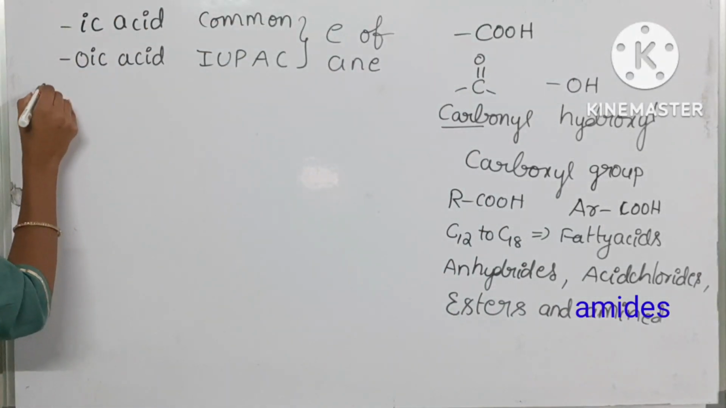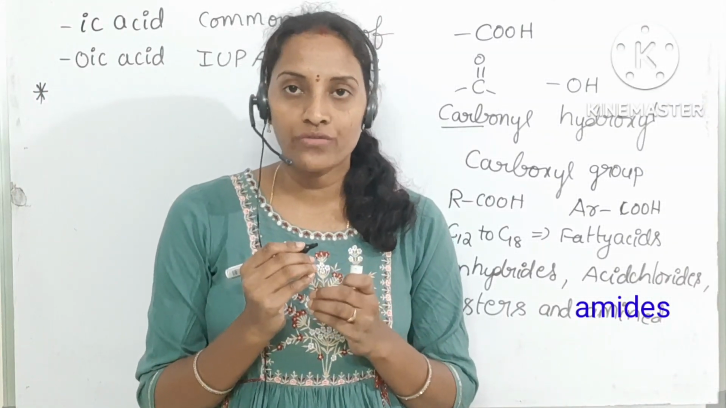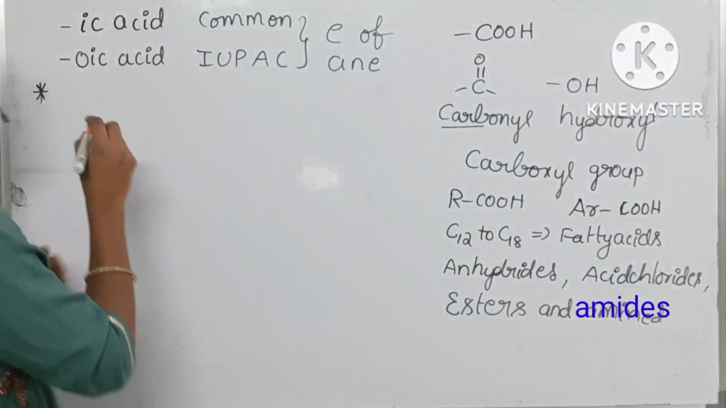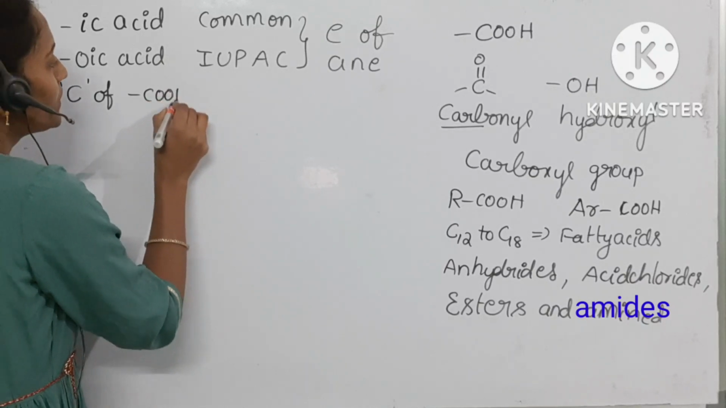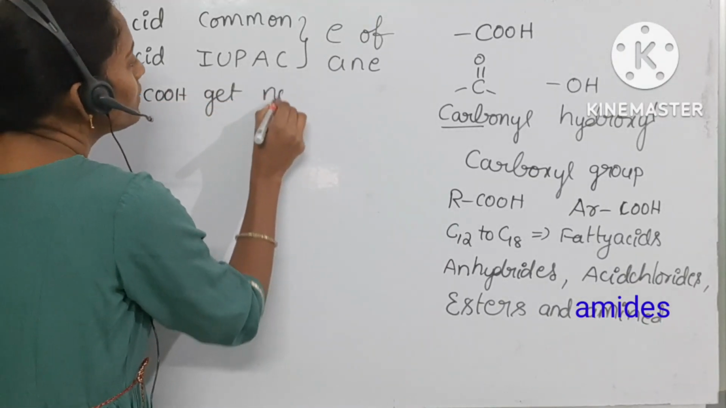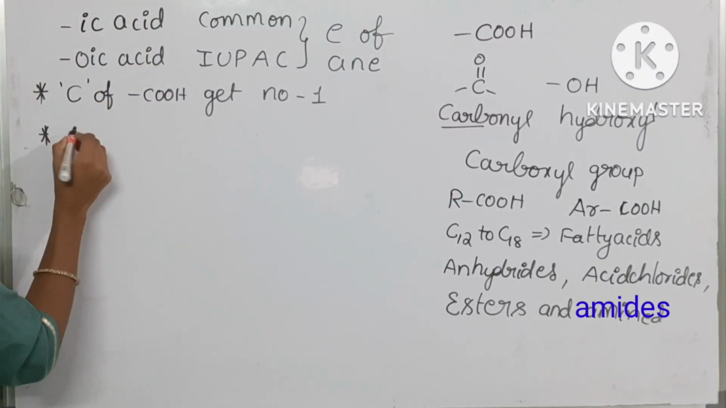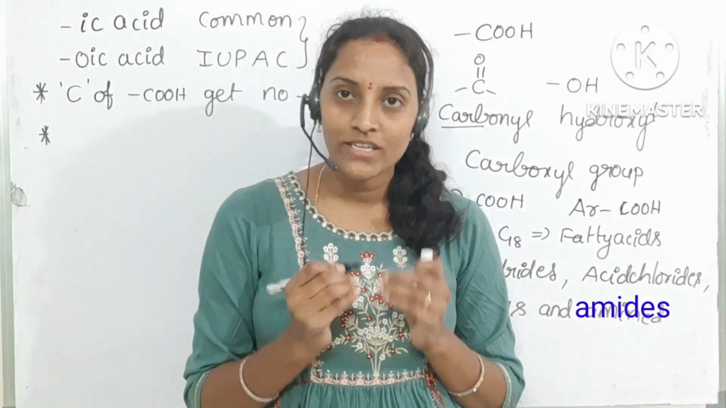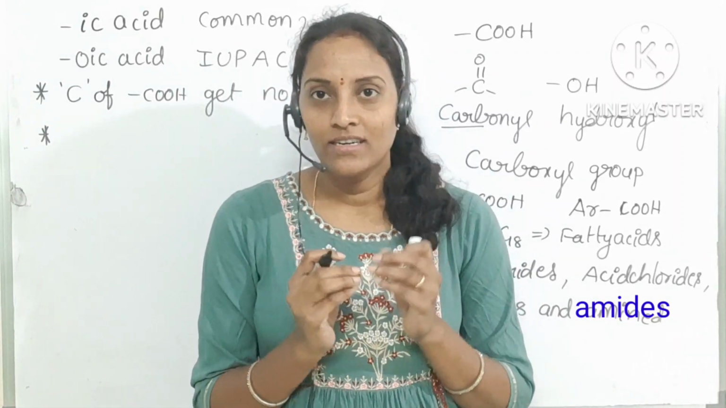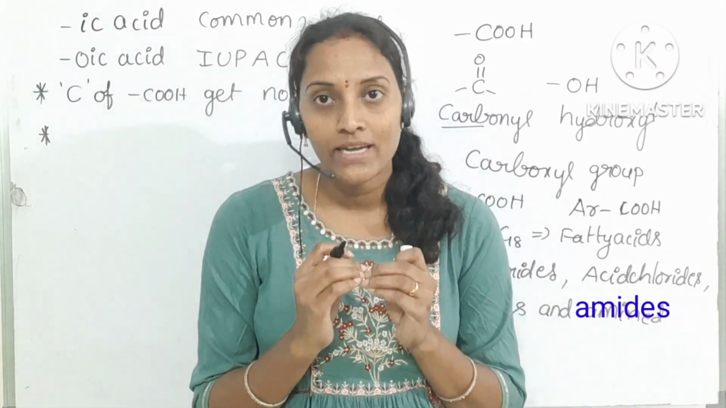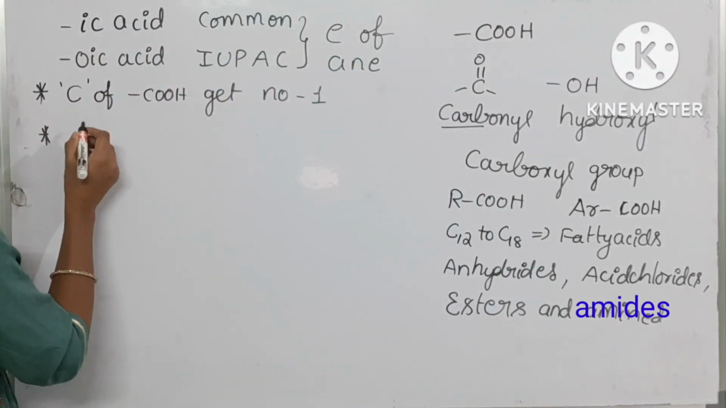Now coming to the rules to remember for IUPAC nomenclature of carboxylic acids. Here the carbon of the carboxylic group gets number 1. This is the first rule, and the next one is, if more than one carboxylic group is there in any carboxylic acid compound, then we should add the multiplicative prefix, that is di, tri, tetra before the name oic.